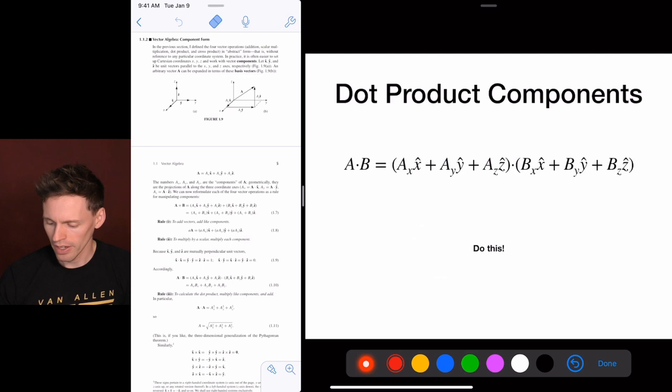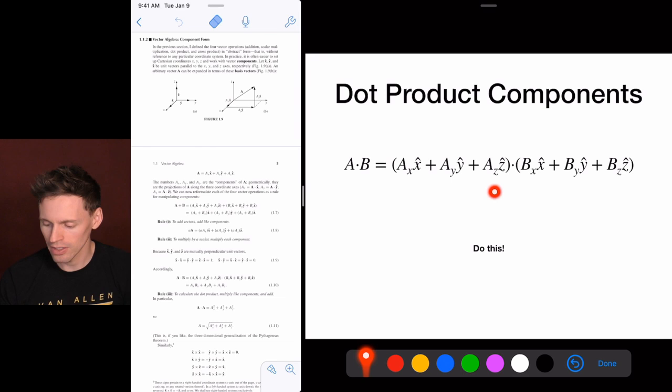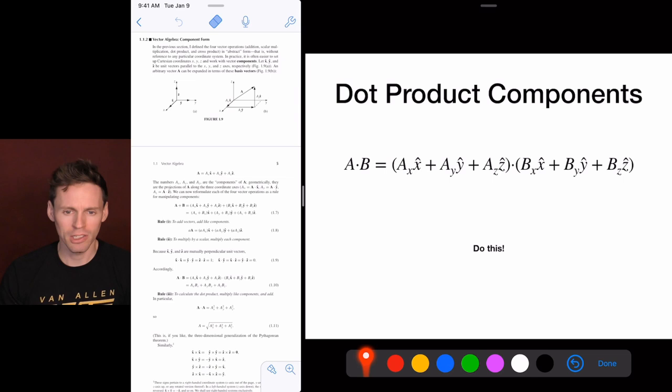And now if we want to do the dot product, a dot b, what is that? We write our vector a as ax x hat plus ay y hat plus az z hat. Hopefully this makes sense to you, and this represents just some three-dimensional vector a with components ax, ay, and az. And the length of that vector would be ax squared plus ay squared plus az squared, square root.